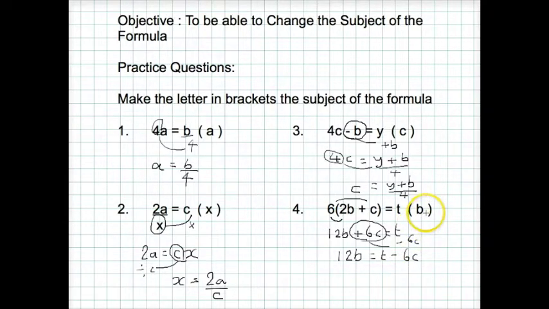Remember, I need to make b the subject, so I need to now move the 12. So if I move that 12 over and divide by 12, I'm going to be left with b equal to t minus 6c divided by 12.